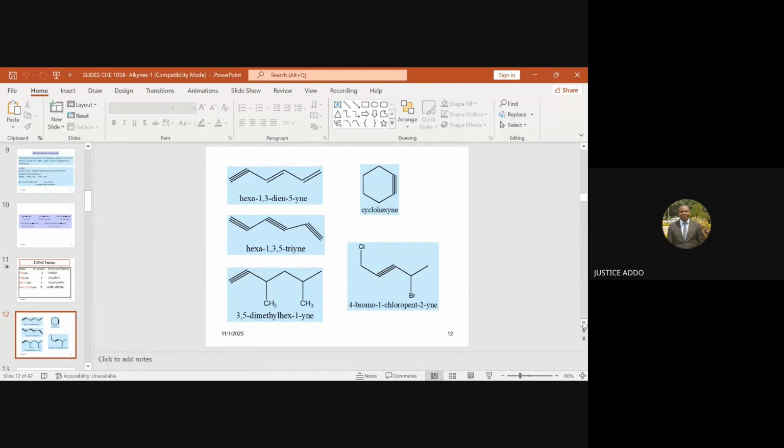So please, let's give ourselves a few minutes to look at the structures there and then the name. When we are back, you will tell me if there is anything about the names provided that you don't understand, then I'll explain.